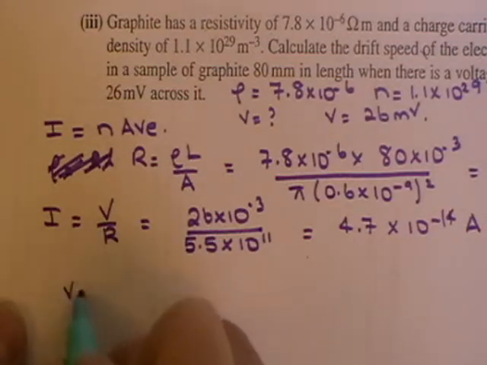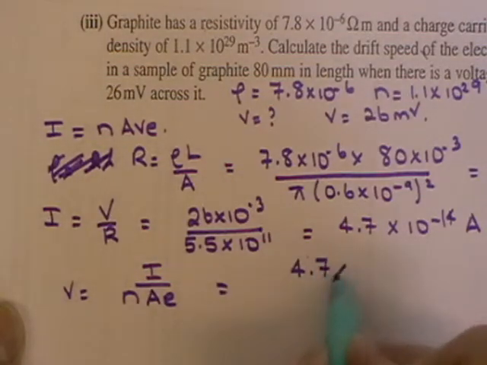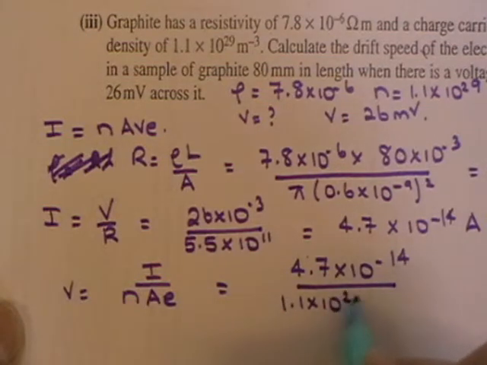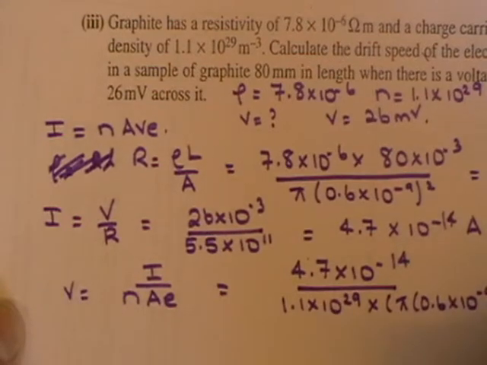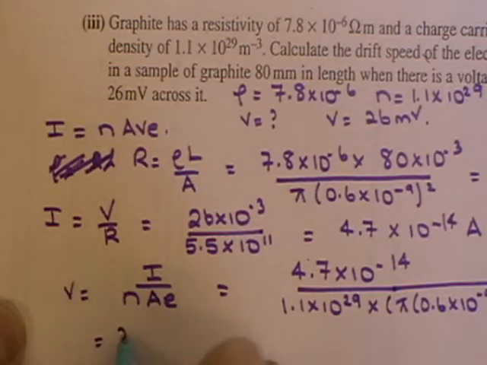And then the last part of the question, the electron drift speed. So we're looking for v is equal to I over nAe, and that's 4.7 by 10 to the minus 14 amps, divided by n, which is 1.1 by 10 to the 29, multiplied by A, which was your pi by 0.6 by 10 to the minus 9 squared again, and then by 1.6 by 10 to the minus 19. And that answer comes out as 2.36 by 10 to the minus 6 meters per second.